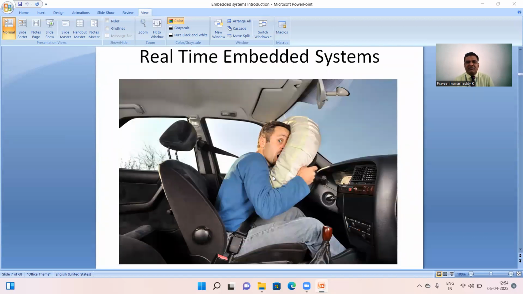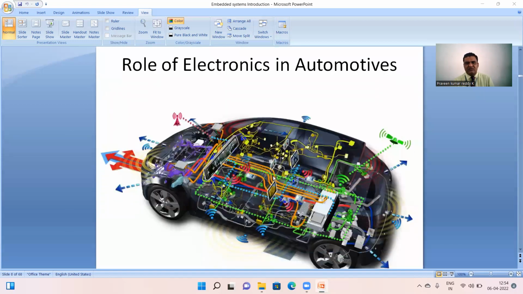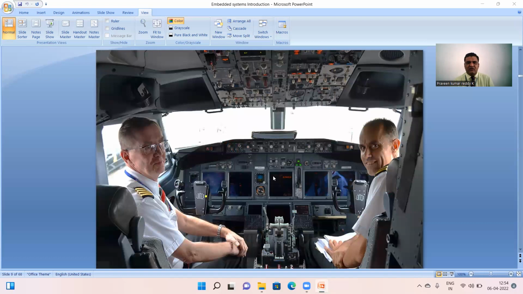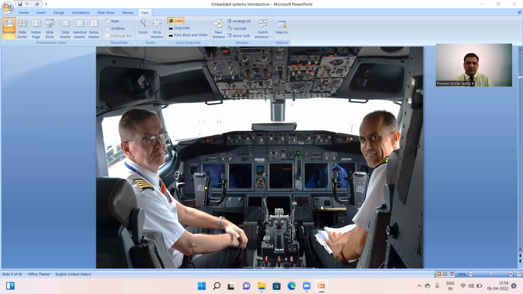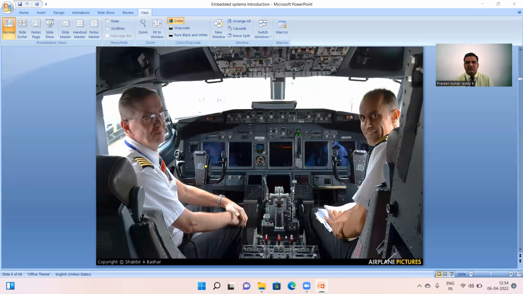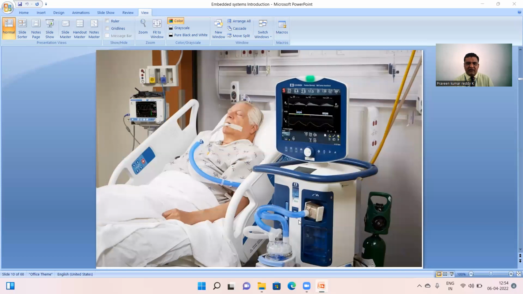Okay, so that's the meaning of real-time embedded systems. Not only in cars, we can think of aeroplanes as another example, where a lot of electronics and security systems are involved. If something goes wrong when you're flying in the air, how to protect the passengers is a major concern, right? So aeroplanes, and even in hospitals, you have some systems.